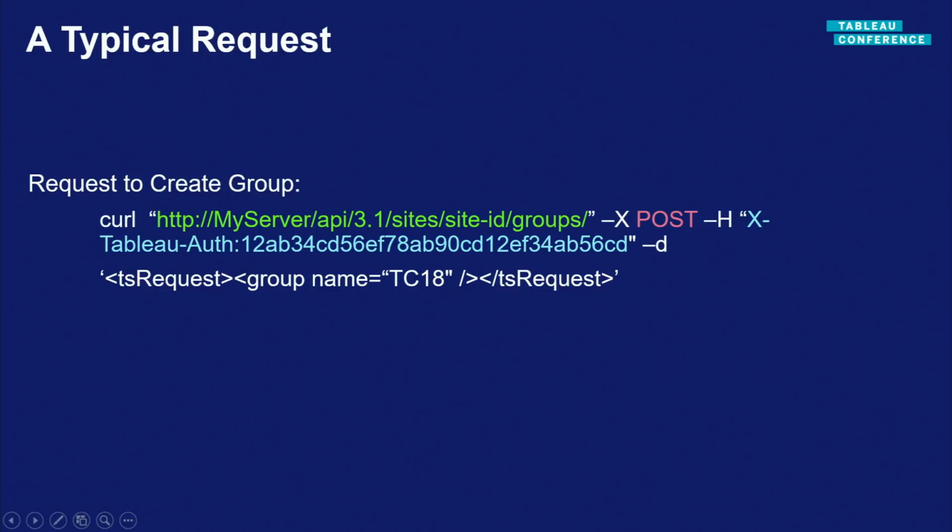Third is a very critical part. It's a security token that the Tableau Server REST API requires you to send for all the requests to let the server identify who you are. And you can retrieve this token once the user signs in, and then this token can be found in the REST response. And lastly is the data payload. Here we are setting the group name to be TC18.